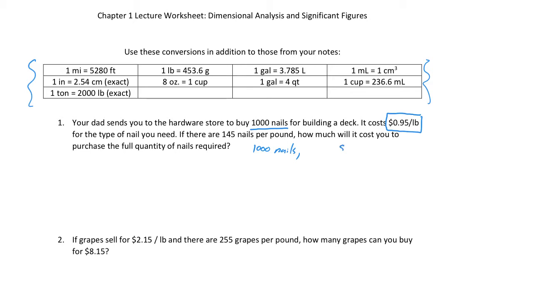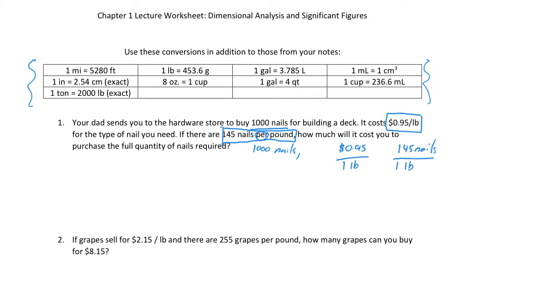So I'm going to write that over here. We have 95 cents over 1 pound. And then we read through, that's the type of nail, and then we have 145 nails per pound. Now, if you watched the previous videos where I go over dimensional analysis, when we see the word per, that's going to give us an indication that we have a ratio. So it's 145 nails per 1 pound.